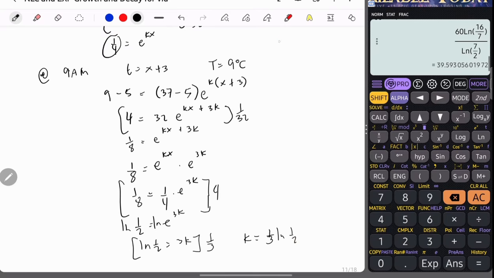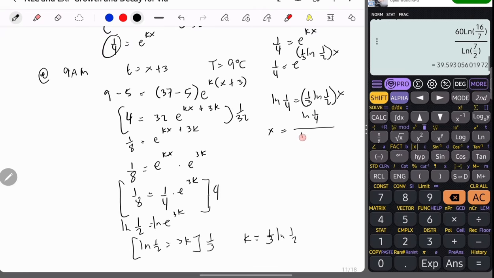Then use our k to find the value of x. So e to the kx equals 1/4, where k is 1/3 ln 1/2, times x. Take ln of both sides. So ln 1/4 equals 1/3 ln 1/2 times x. Then divide both sides by 1/3 ln 1/2. Our x is equal to ln 1/4 all over 1/3 ln 1/2.